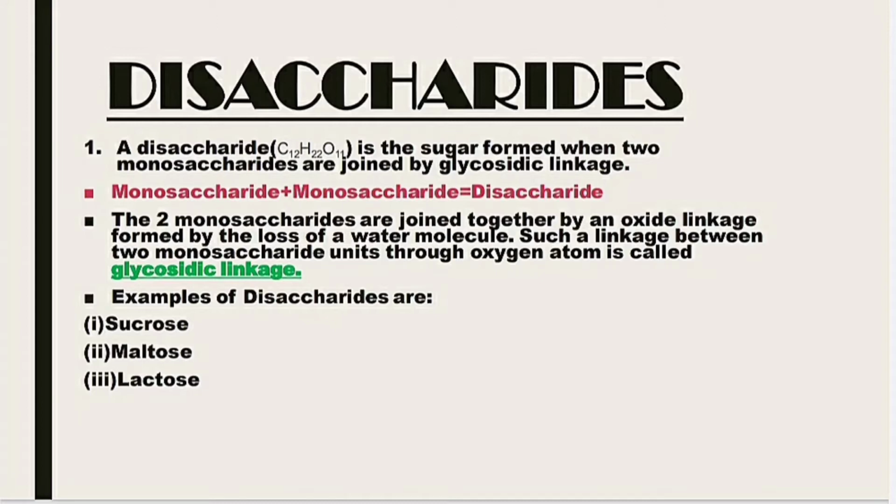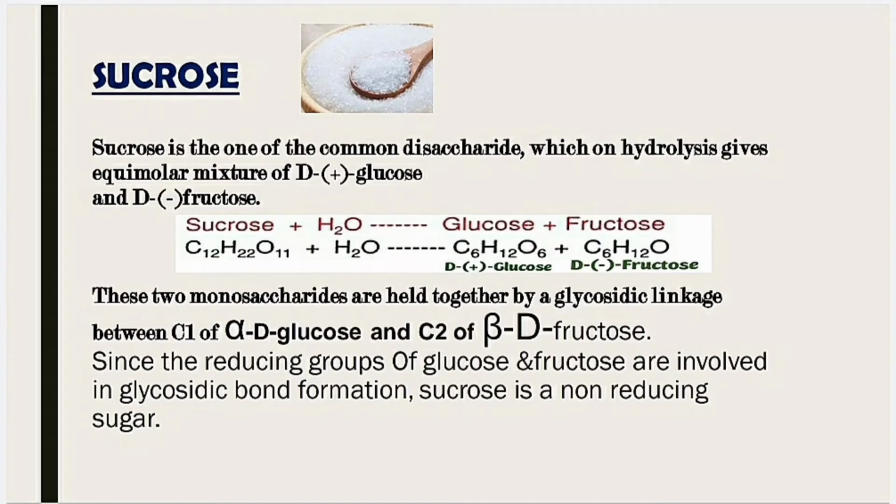The first one is sucrose. Sucrose is one of the most common disaccharides, which on hydrolysis gives an equimolar mixture of D-plus-glucose and D-minus-fructose. It is a common sugar that we use in our day-to-day lives, and when we hydrolyze sucrose we will get glucose and fructose. These two monosaccharides, glucose and fructose, are held together by a glycosidic linkage between carbon 1 of alpha-D-glucose and carbon 2 of beta-D-fructose. Since the reducing groups of glucose and fructose are involved in glycosidic bond formation, sucrose is a non-reducing sugar.